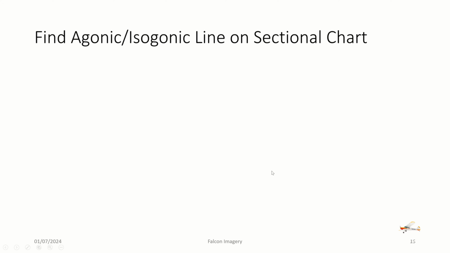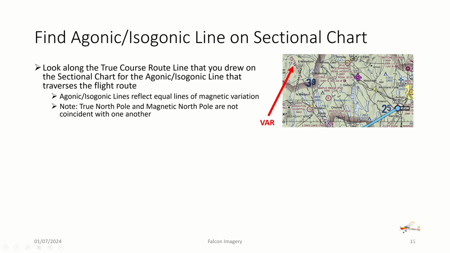Next, we want to find the magnetic variation associated with our route of flight. This is where we look at the isogonic and agonic lines on the sectional chart. These lines represent equal lines of magnetic variation. They're represented by these magenta lines that you see here, and you see 15 degrees west.